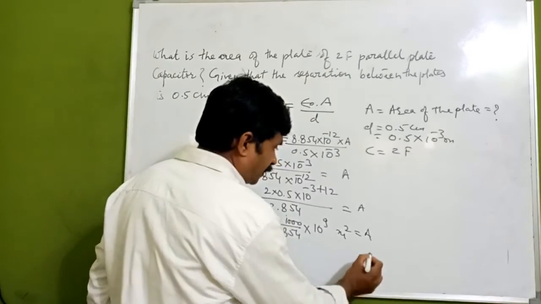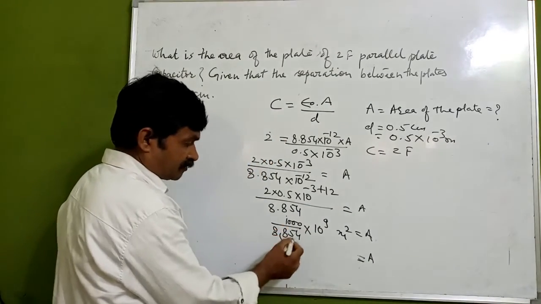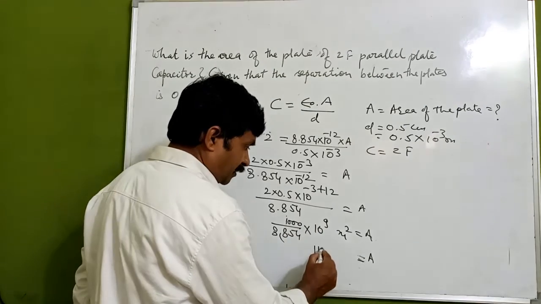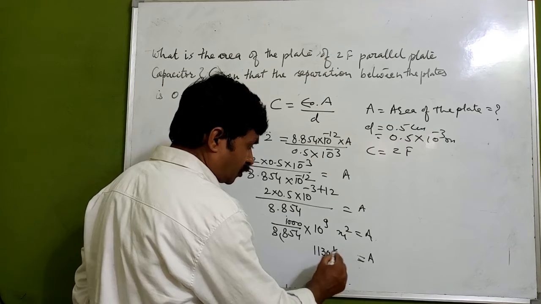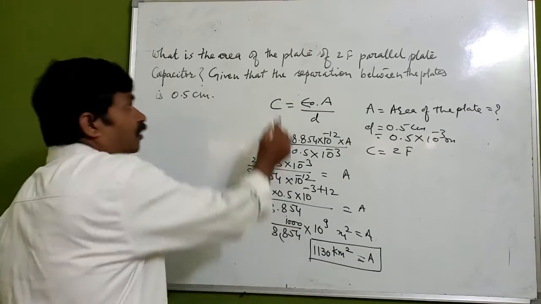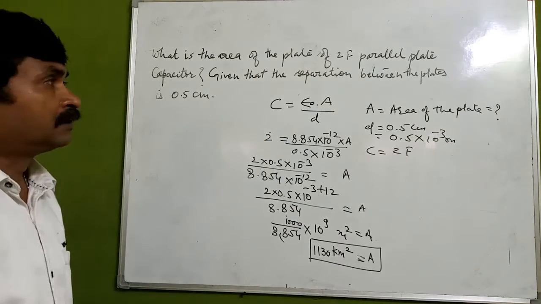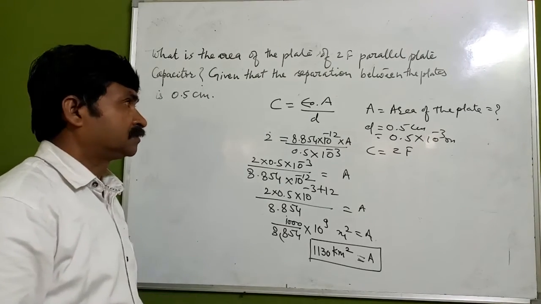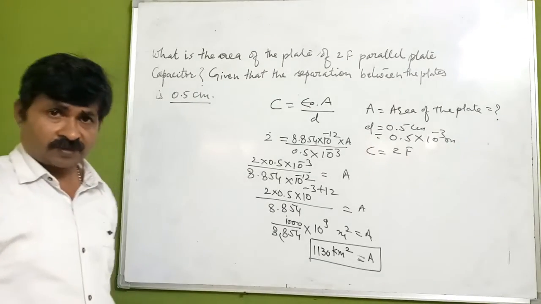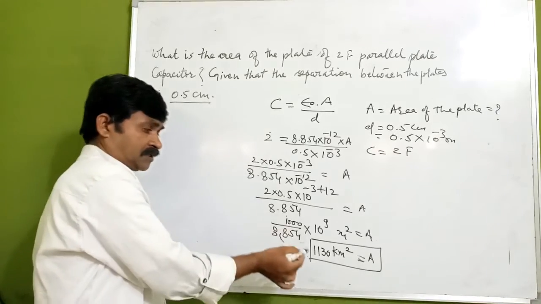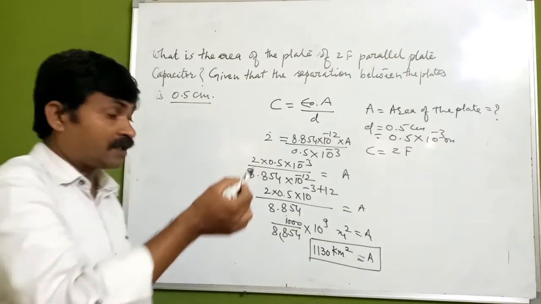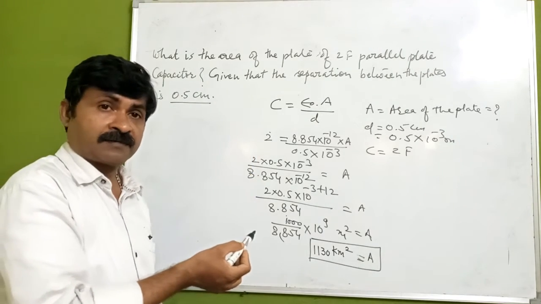Now if we calculate the area, we have taken this 1000 upon 8.854 into 10 raised to the power 9, approximately it will go 1130 kilometer square. This is the area of the plate which is required to have a 2 farad parallel plate capacitor. The separation between the plates is 0.5 centimeter. We have got the area of the plate as 1130 kilometer square. It is a very large value.